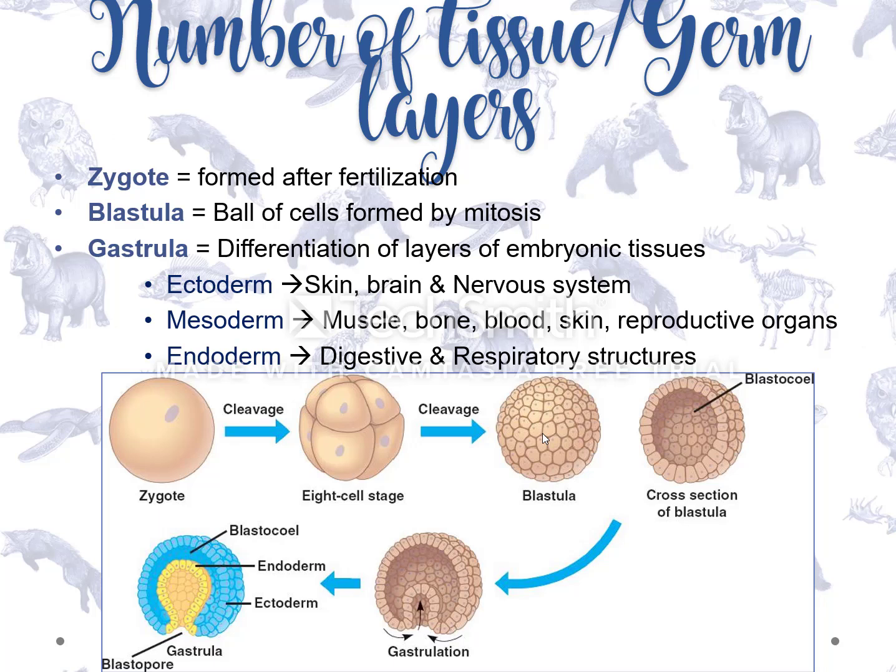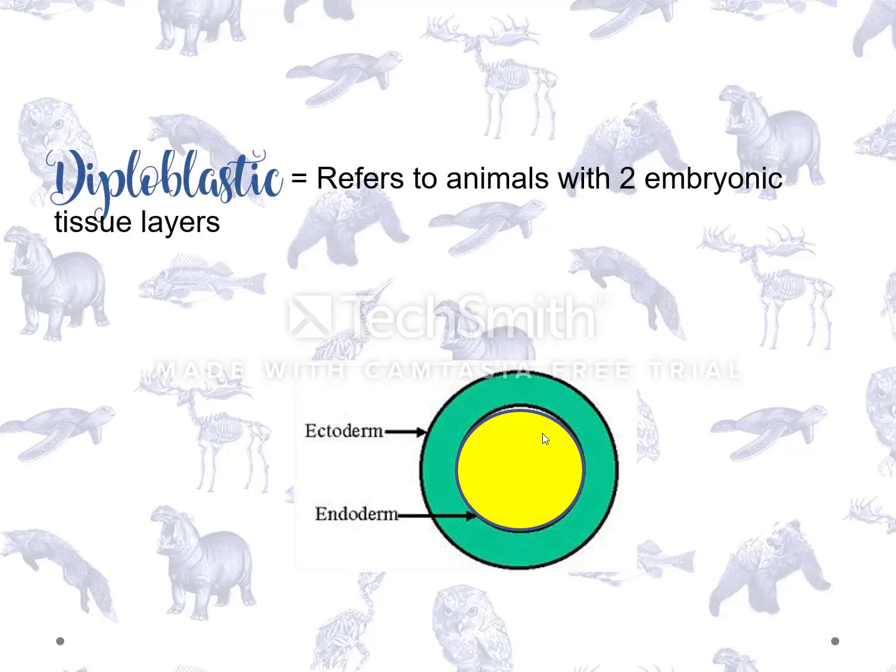Okay, so when we look at those layers, as I said, an organism can have either 2 of those or all 3 of those layers. We then give each organism a name based on how many of the layers it has. So an organism that only has 2 layers will be called diploblastic. Remember, di means 2. So diploblastic says it's got 2 embryonic layers, and it can't be any 2, okay? If it's 2 layers, it'll be the ectoderm and the endoderm, no middle layer.